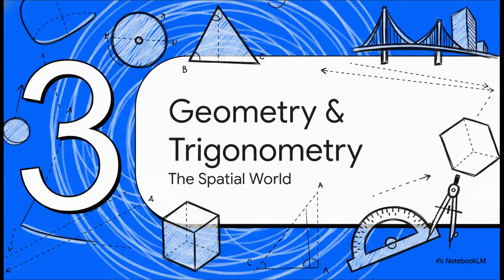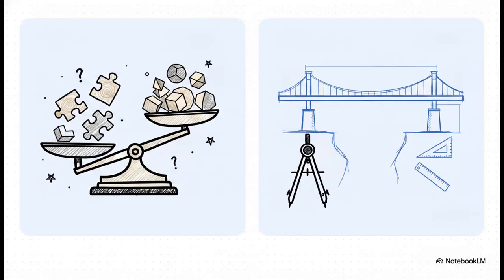All right, section 3, geometry and trigonometry, the spatial world. Notice how the objective really shifts gear here. While algebra focuses purely on solving for unknown abstract values, geometry is all about solving for physical space, shapes, and angles. We aren't just hunting for a hidden number in some theoretical equation anymore. Instead, we're mapping out the literal dimensions of reality.